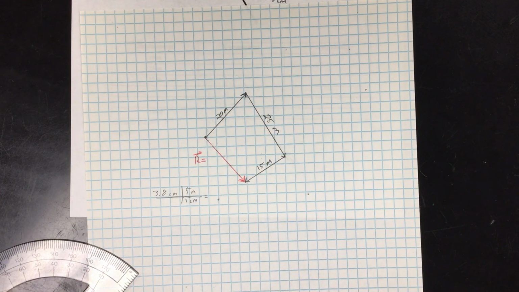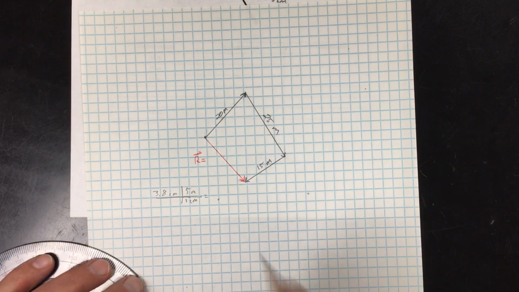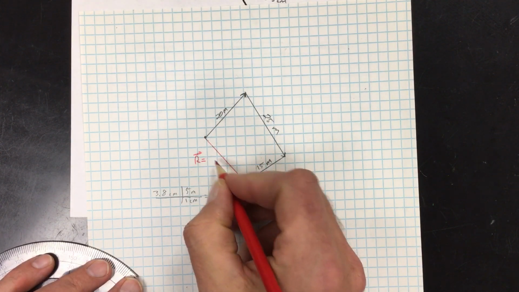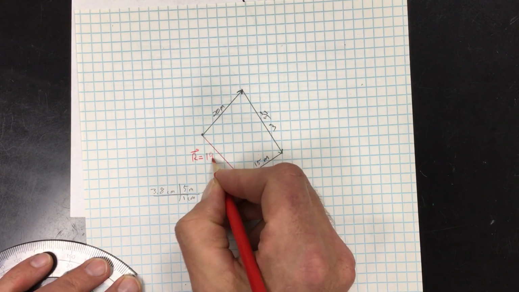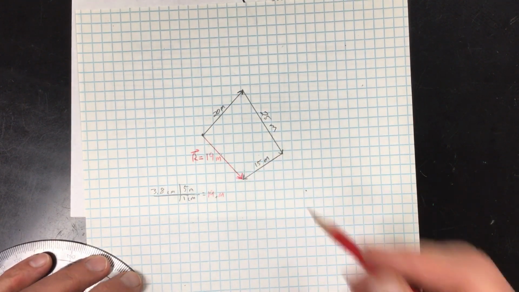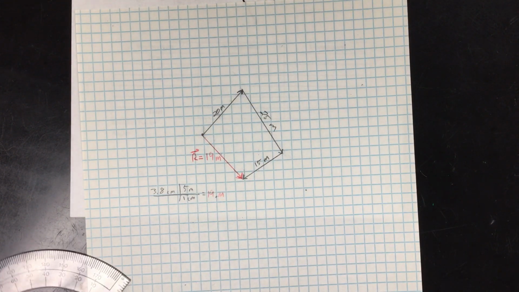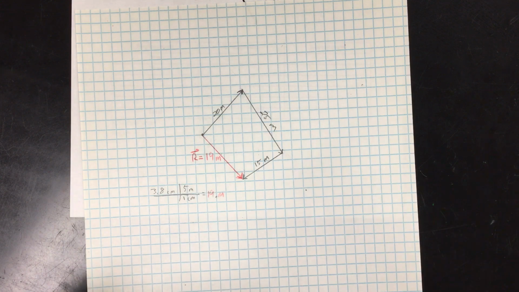So I'm going to do a quick calculation here. Apparently not as quick as I wanted to. 5 times 3.8 equals, so my resultant vector comes out to be 19 meters long. So my resultant is 19 meters, but that's only half the story because that's the magnitude. I still need the direction.